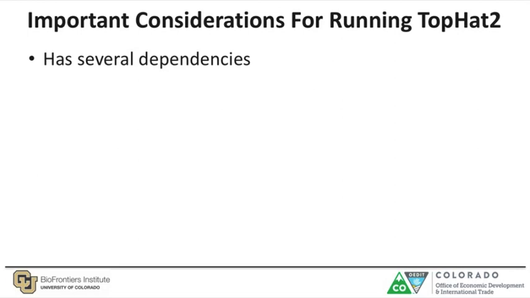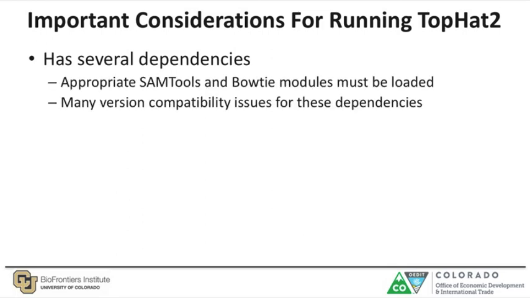One important thing to note about TopHat is that it has several dependencies and requires that both Bowtie and SAMTools be in your path, meaning that you must load both a SAMTools and Bowtie module when you load the TopHat 2 module. There are version compatibility issues between these programs, and only certain versions of SAMTools and Bowtie will work with specific versions of TopHat.